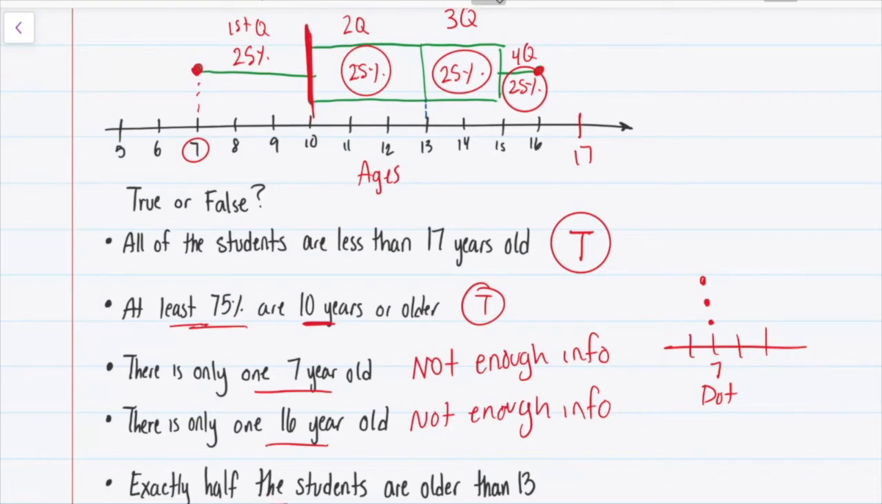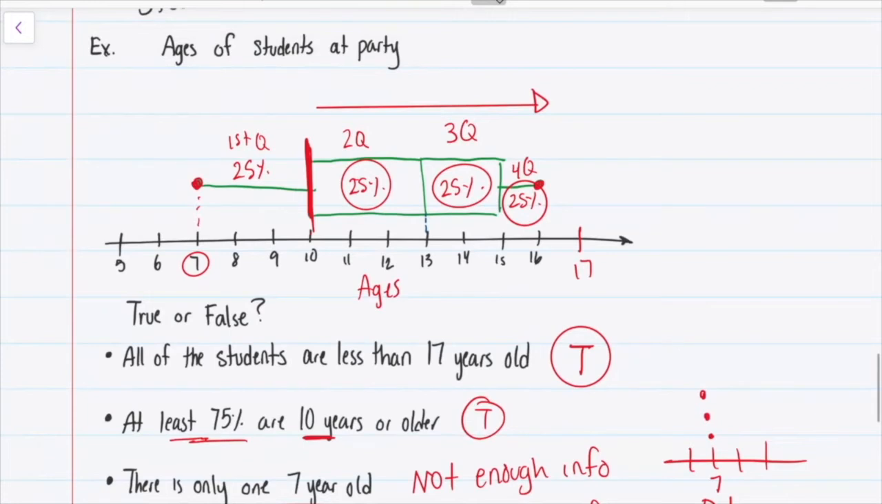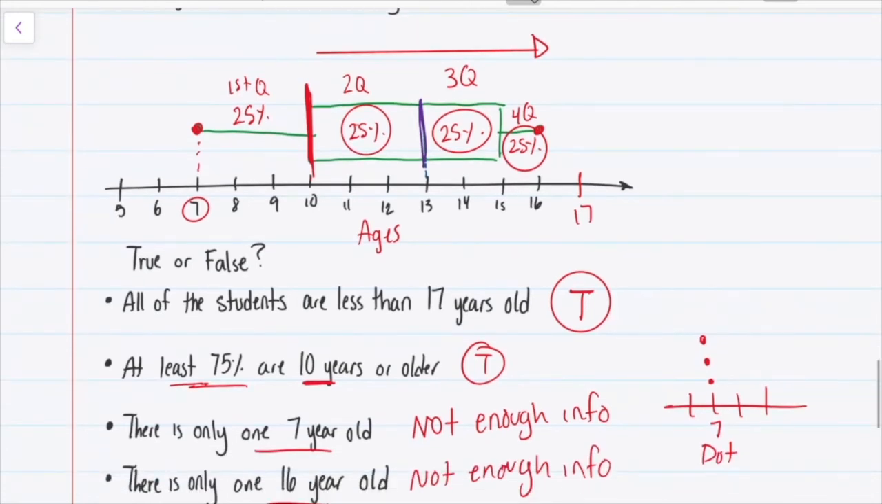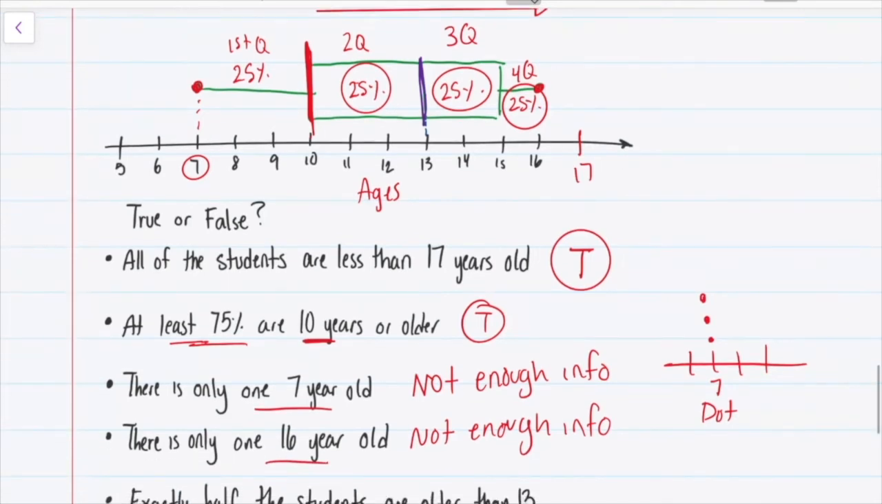Exactly half the students are older than 13. Now, a lot of people would say, Mr. Mudano, well, hey, check it out. 13 is the middle. Isn't that exactly half on both the left and the right side? And honestly, when I first taught this, I said true. However, there is also not enough info.